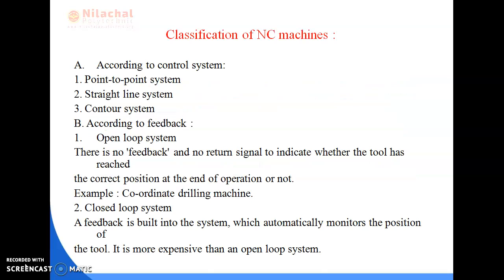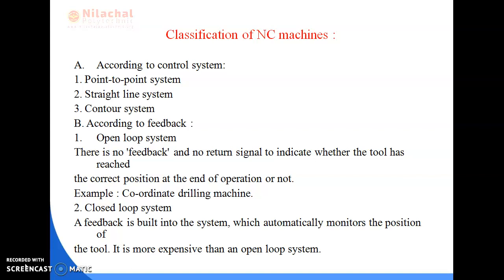Now we will come to classification of NC machine. According to control system, there are three types of NC machine, that is point-to-point system, straight line system, contour system. Then according to feedback device, there are two types of NC machine.